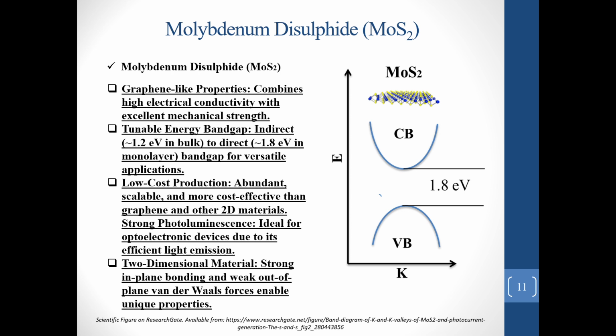So this is the diagram of MoS2. You can see this is the diagram for the monolayer of MoS2. You can see the valence band and conduction band, and the energy band gap is 1.8 eV. All the properties are the same, and the only thing is that there is a band gap. So that's why we are using MoS2 instead of graphene.